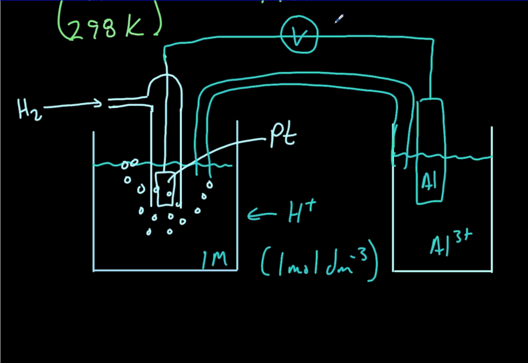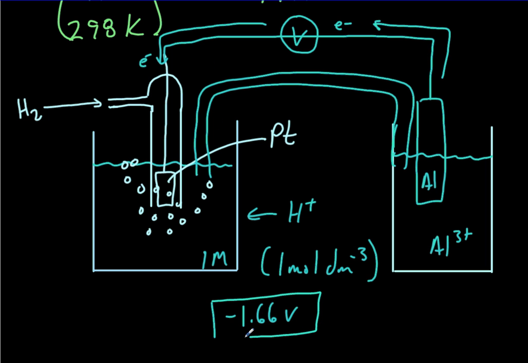Okay, good. So what's going to happen then is electrons are going to be pushed this way onto here, and hydrogen is going to be reduced at the platinum electrode. If we were to take something that is less reducing than hydrogen, like say copper, then you'd have the electrons flowing in the opposite direction. So you test, and you'd find out that for this particular scenario you get negative 1.66 volts. So electrons are traveling onto hydrogen at negative 1.66 volts.